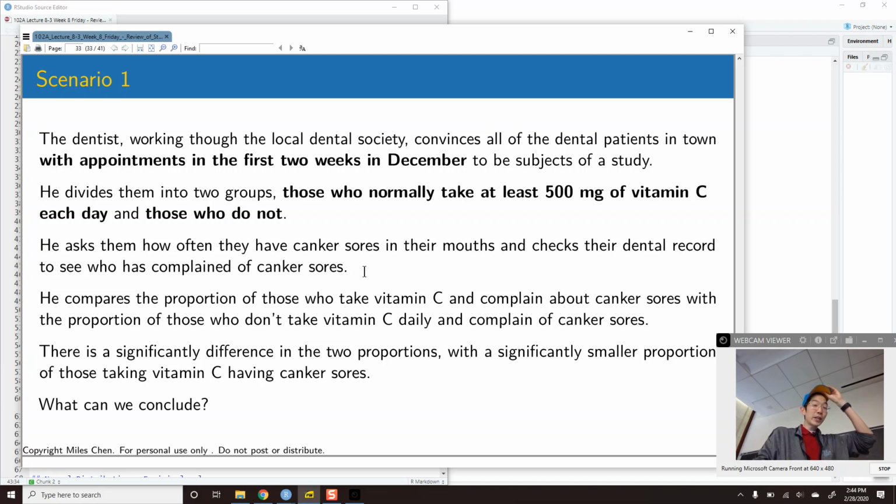And then let's say we find a difference, I have this spelled wrong, but let's say there is a difference between these two populations and it is statistically significant. What kind of conclusions can we make? So first of all, is this a random sample? Is this an observational study or an experiment?